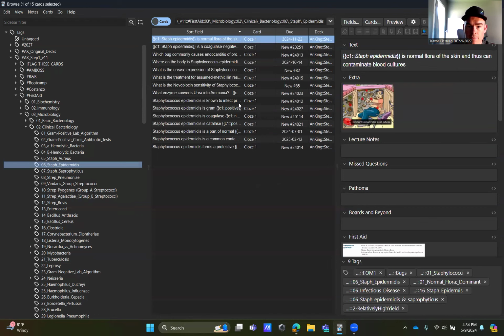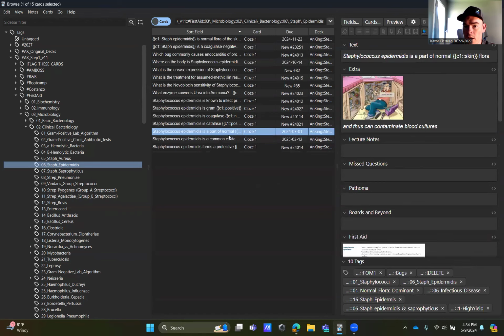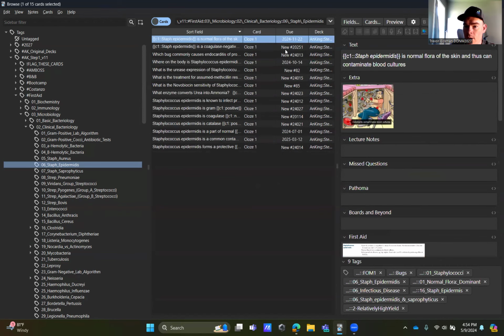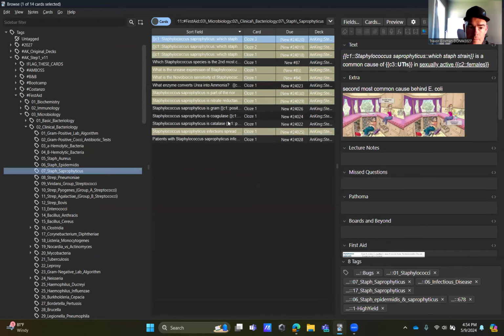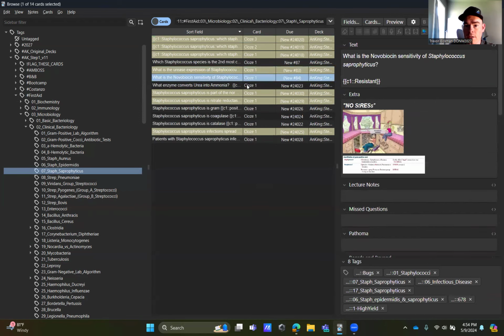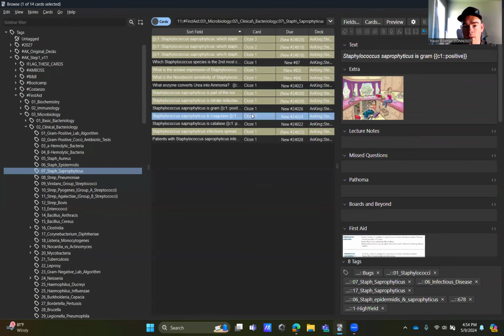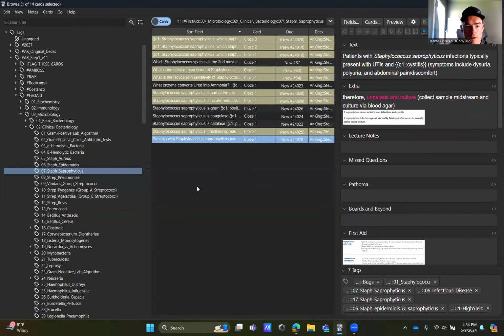Then we're going to go to Staph epidermidis and grab all of them. These are all good to have. Some are from previous blocks, but if you don't have any of them, I would recommend picking them all up. Then we're going to go to Staph saprophyticus, and you want to grab the 4th card, then skip 5, 6, grab 7, skip 8, 9, grab 10, 11, 12, and then the last card.